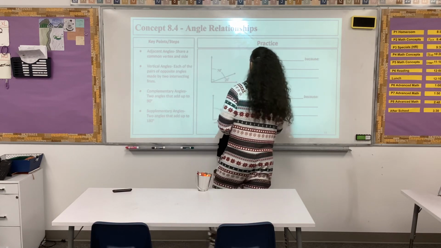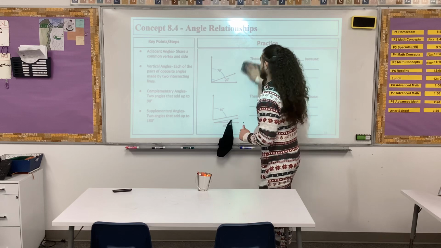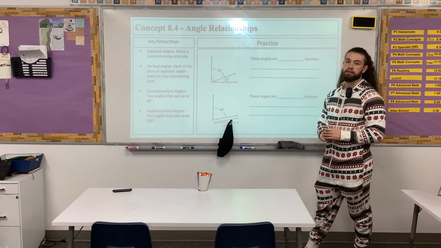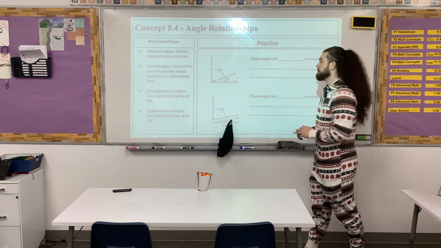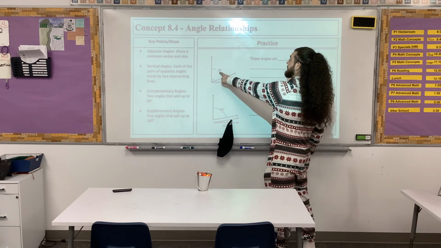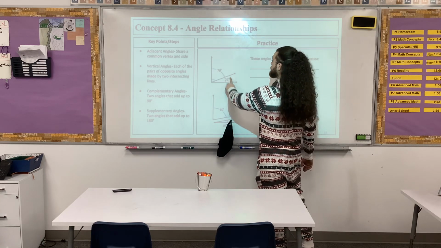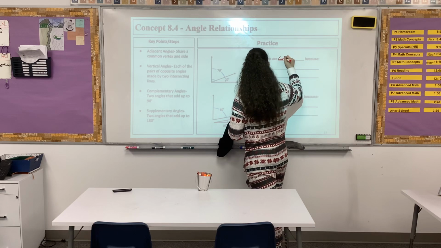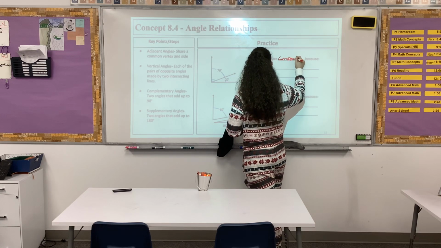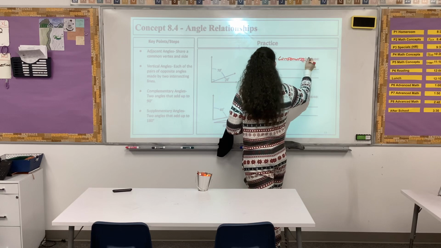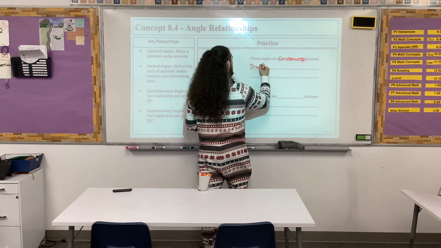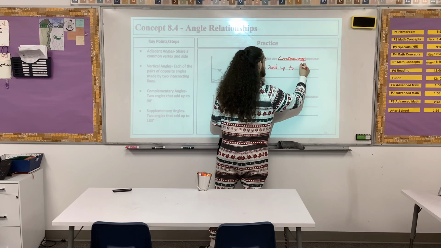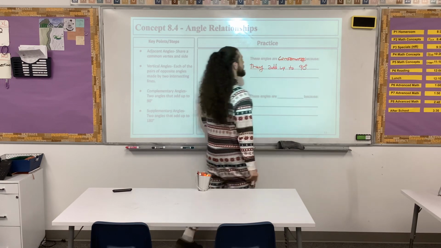After vertical angles, we have this angle that adds up to 90 degrees. That is a right angle. Complements are always right. So these are complementary angles. 70 plus 20 gives me 90 degrees. These two angles give me a right angle. These two angles are complementary because they add up to 90 degrees.